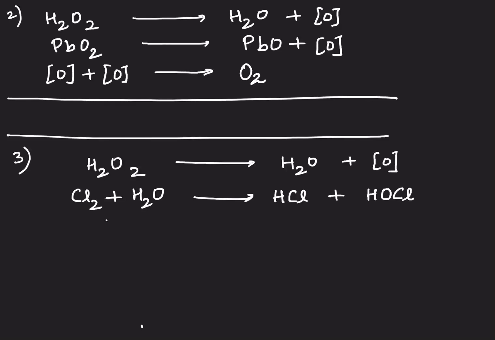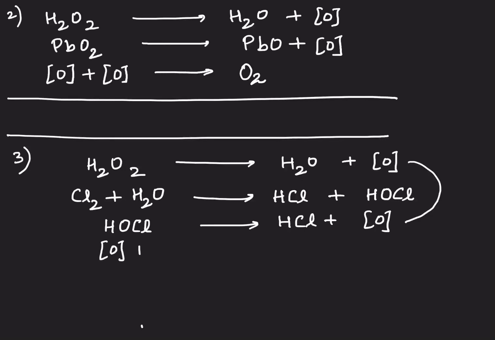Now we know that this hypochlorous acid is again unstable. So it has a tendency to release the nascent oxygen. And there we go. We have a companion for our nascent oxygen from the first step. So let's put them together. They strike a friendship, form oxygen molecule. Well done. Now what's our next task?